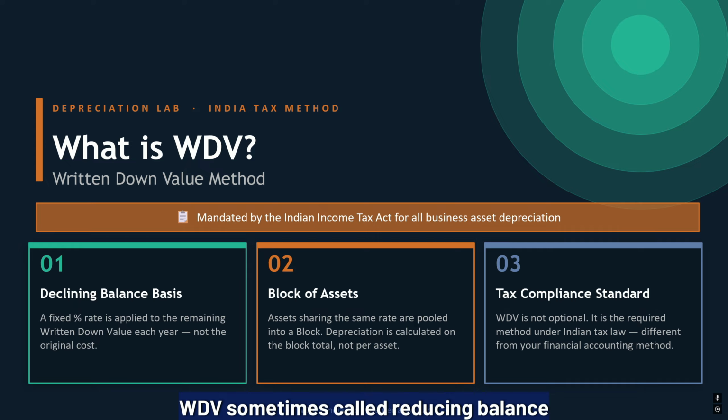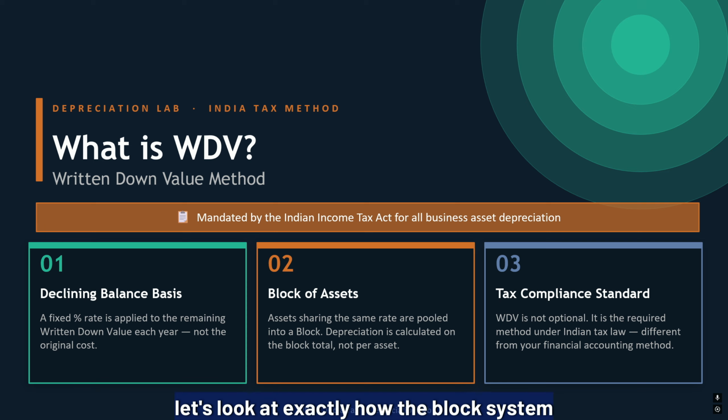WDV is sometimes called the reducing balance method, same concept, different name. The block concept means that adding a new asset to the block or selling an asset from the block affects the entire block's WDV, not just one asset. Unlike MACRS in the US, India's WDV has no concept of property classes determined by useful life. It uses depreciation rates set directly in the income tax rules.